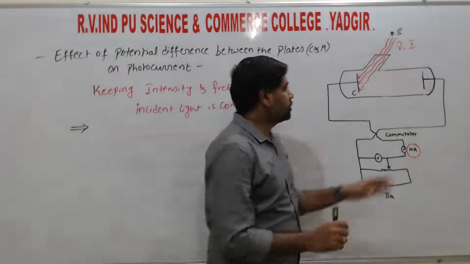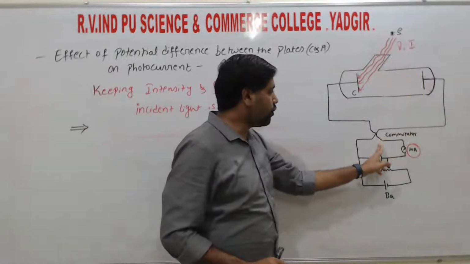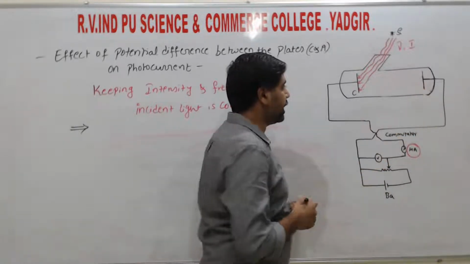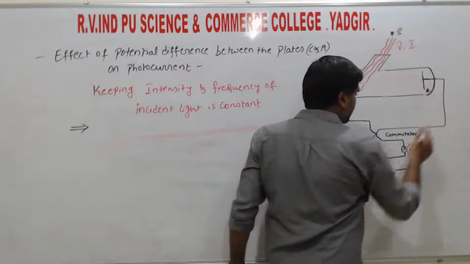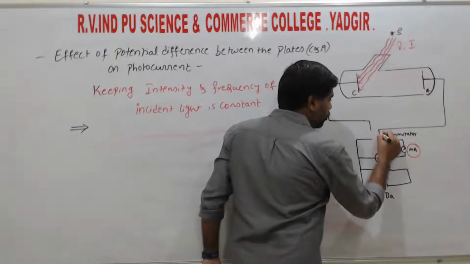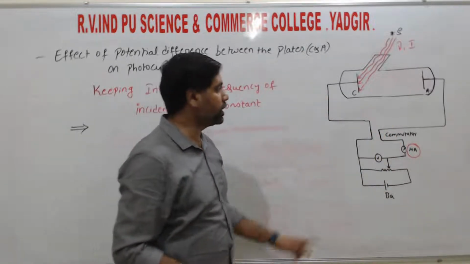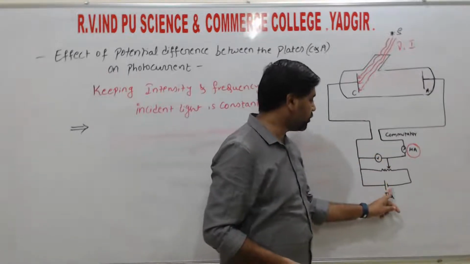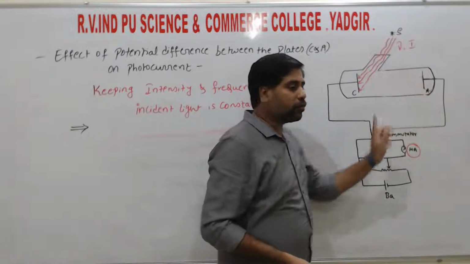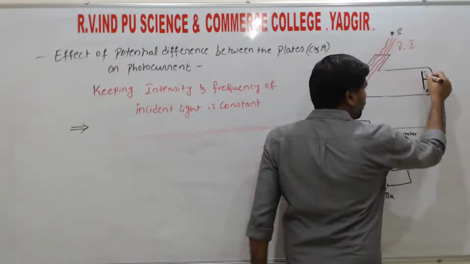Now we applied a positive potential to the plate A. Now, with the help of this commutator, we are applying the negative potential to this plate A. Right? So this one is the plate A. If you observe here, the negative terminal is connected to the plate A. So here what happens? The number of charges accumulated on this plate is negative.